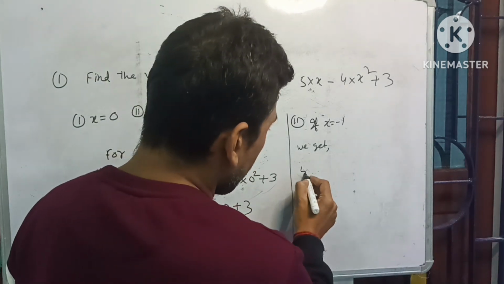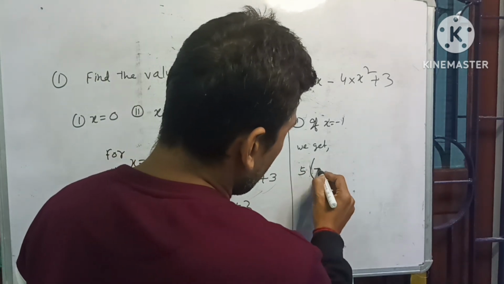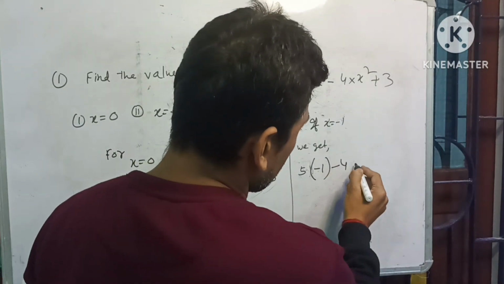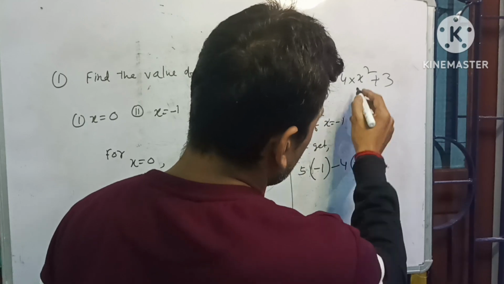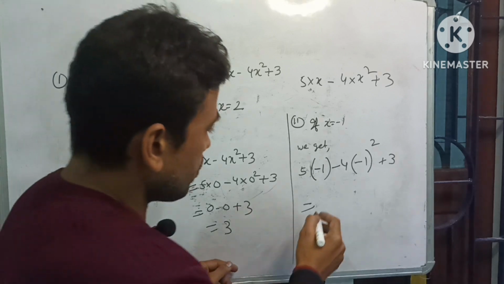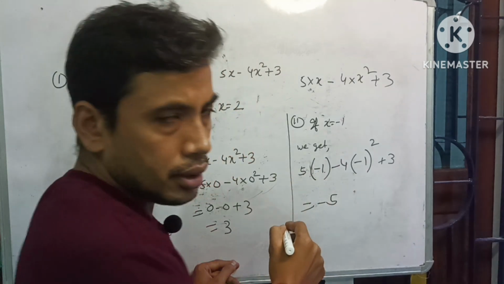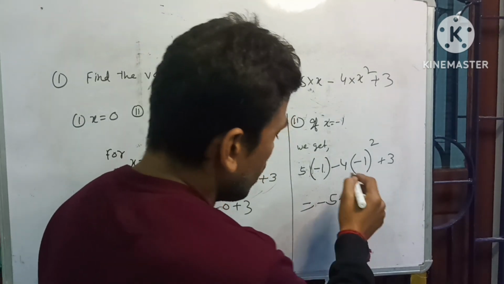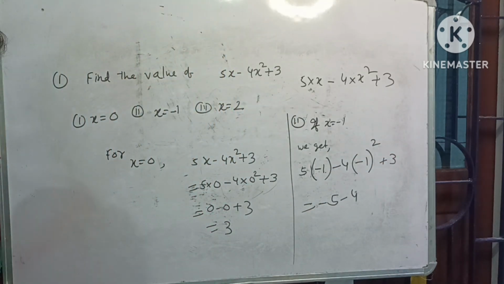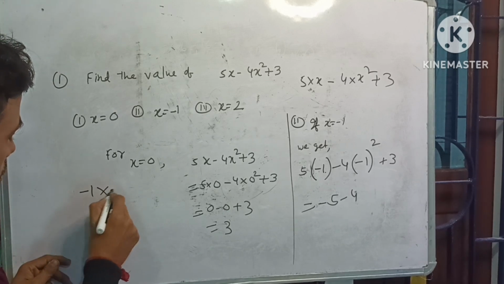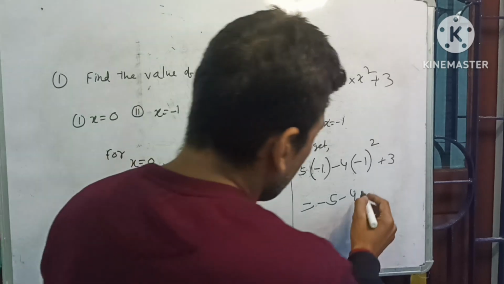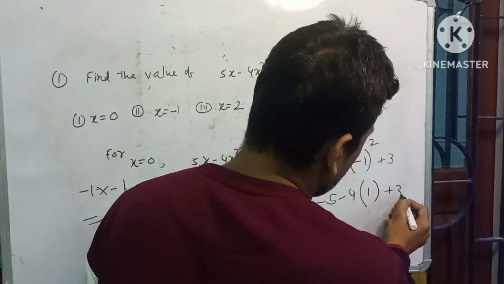See, 5x, 5 into x means 5 into minus 1. Okay? Minus 4x square, x means minus 1 square, plus 3. Now see, plus into minus, minus 5 into 1, 5. Minus 4. What is the value of minus 1 square? Minus 1 square means minus 1 into minus 1. Minus into minus is plus, 1 into 1, 1. So we get minus 1 square means 1, plus 3.